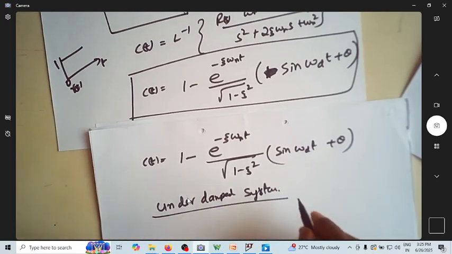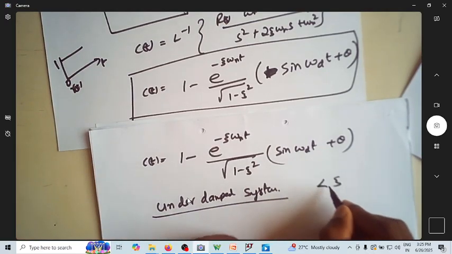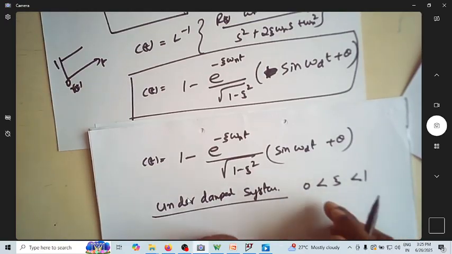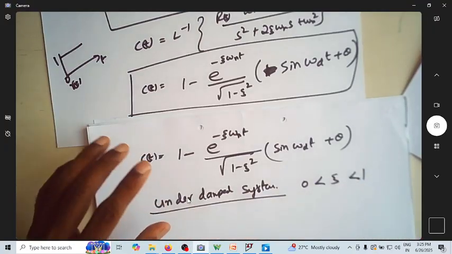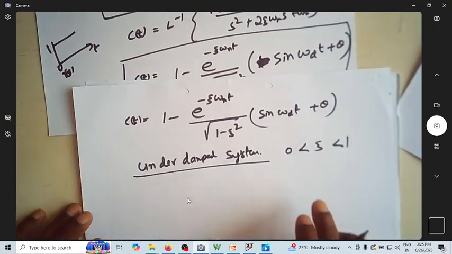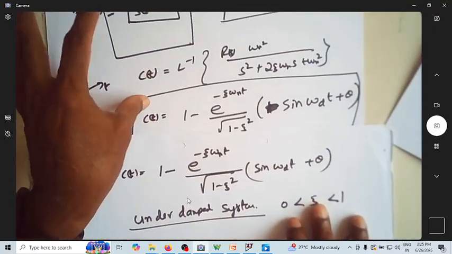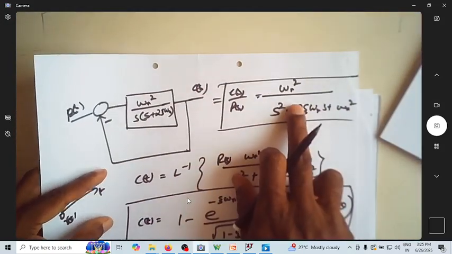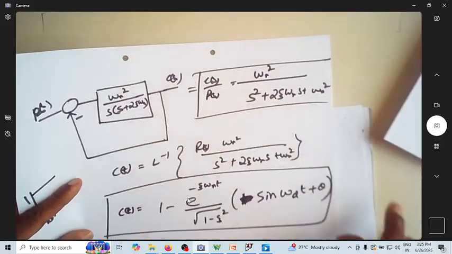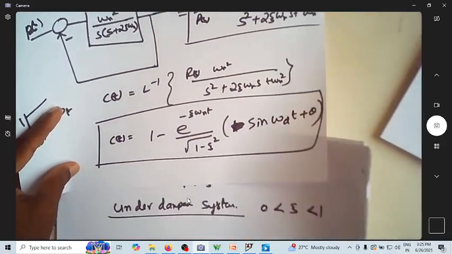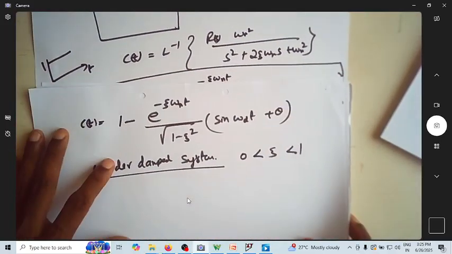So, what do you mean by an underdamped system? The value of zeta is between 0 and 1. It is not 0, it is not 1, it should be between 0 and 1. Now, as we know, this is our closed loop transfer function. So, it is going to have roots. Where are the roots? The roots will be here like this.